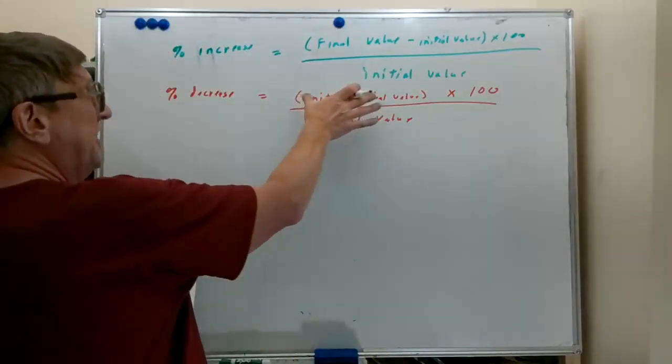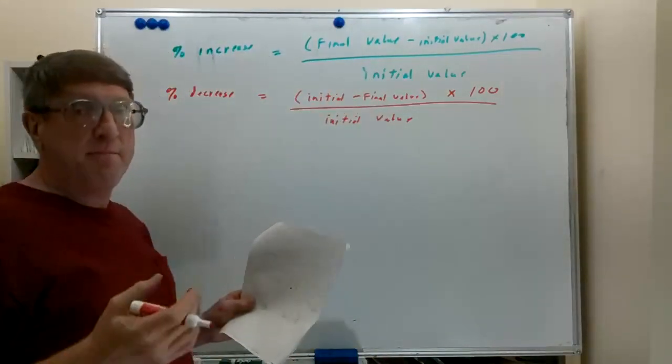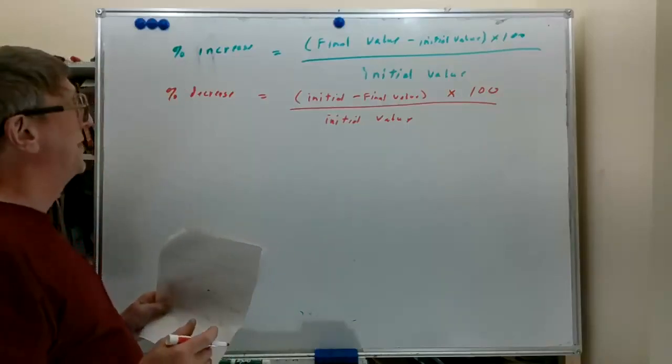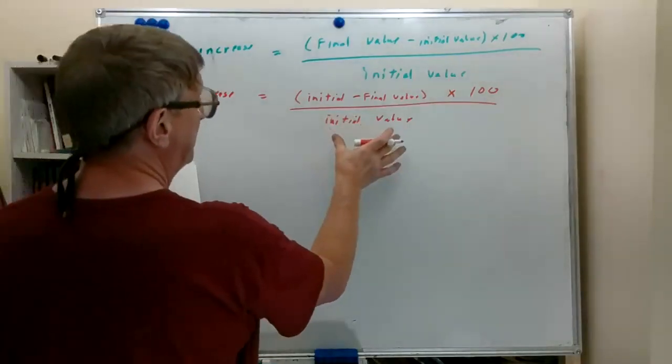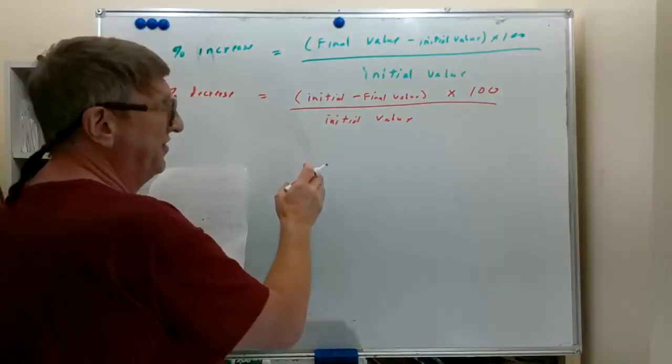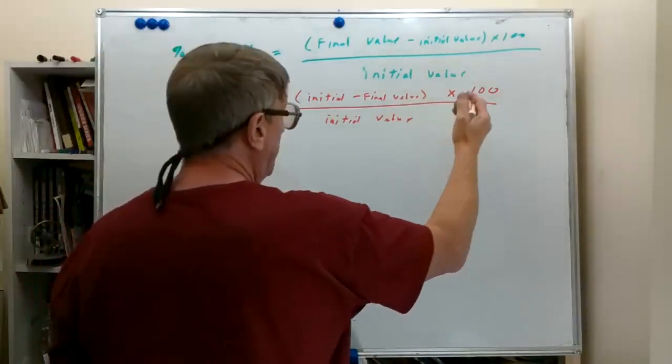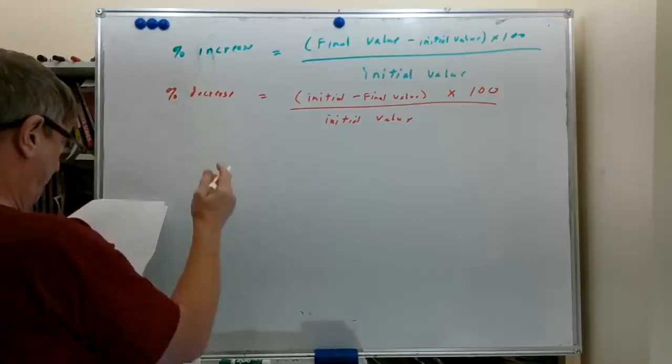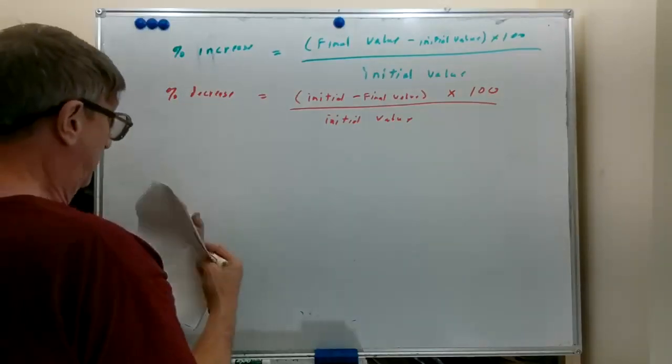And again, here, initial value minus final value gives you a number that represents how much the value went down. Dividing that by the initial value gives a decimal version of that. Multiply it times 100, converts it to percent. You notice we have percents over here.